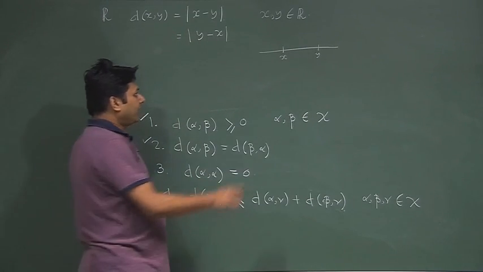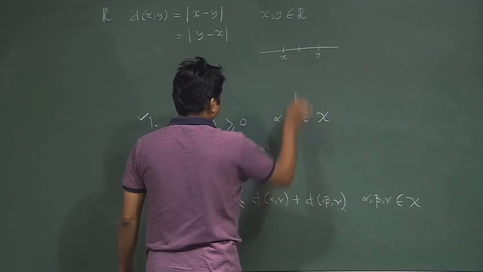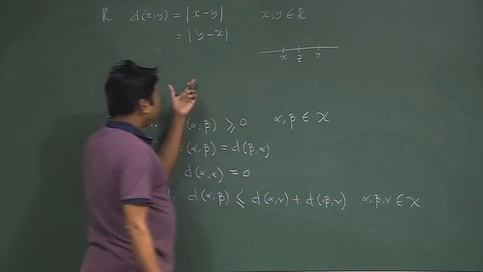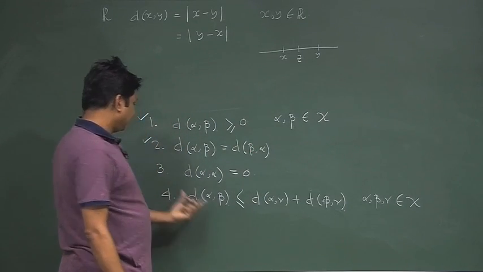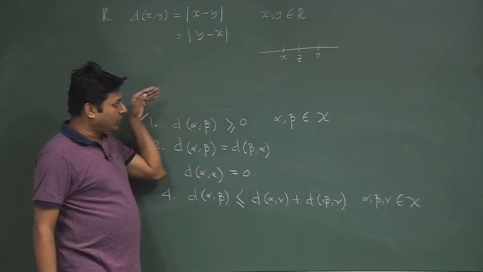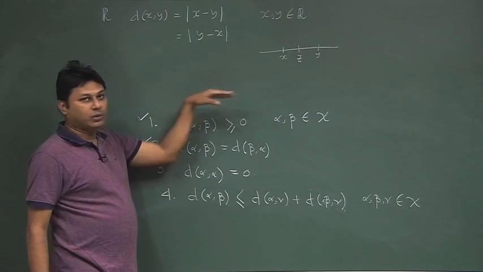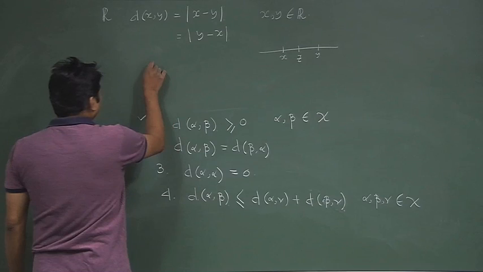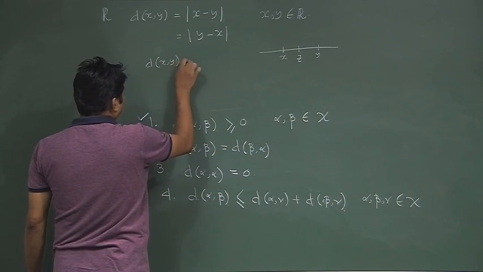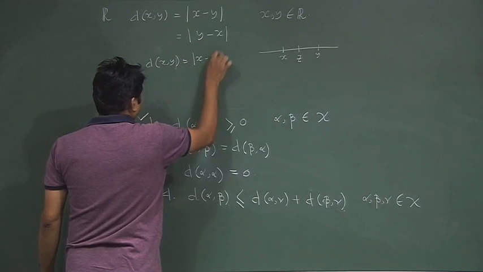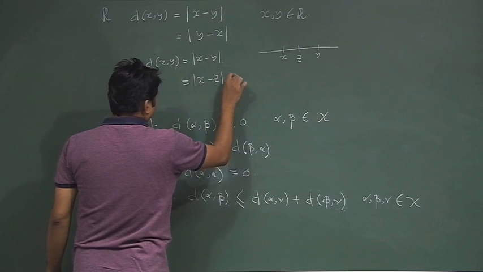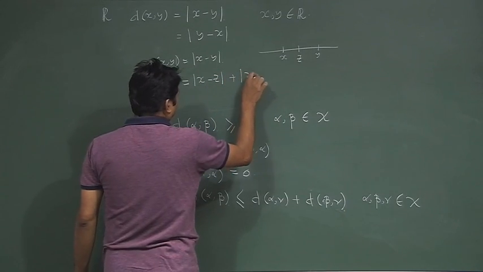And in between, if I put something here, in this case z, I can readily say that these things will also follow. Since it is falling on the same line, I can have d(x, y), which is mod of x minus y, which will be equal to these things.